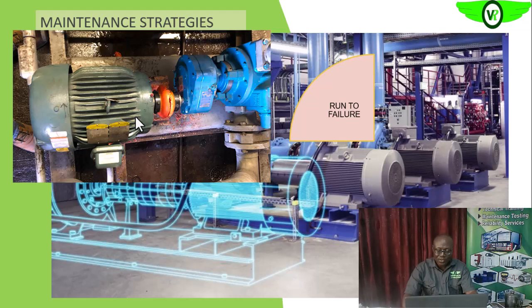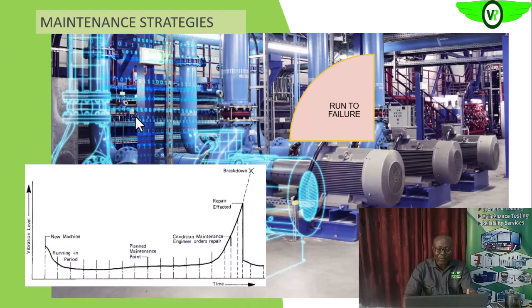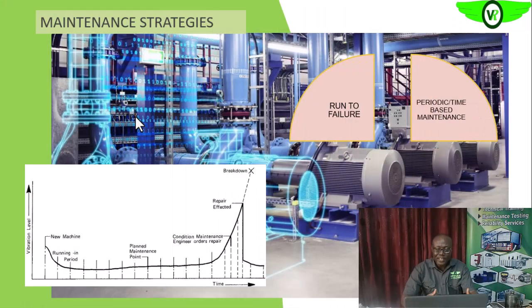Are we getting it? So we also have an improved form of maintenance, which is the periodic or time-based maintenance. In this kind of maintenance, we carry out our maintenance activity based on a time period. Okay, and that time period is based on the assumption that after that amount of time has elapsed, certain components in the equipment will have gone into failure mode.